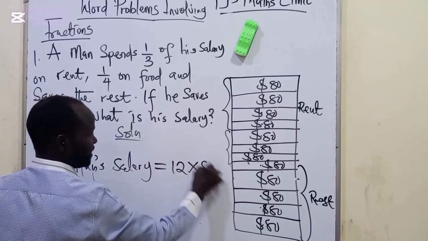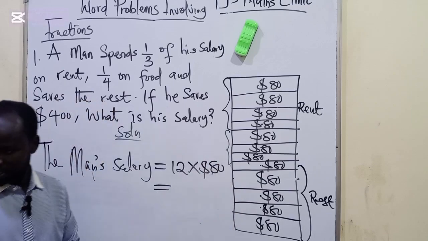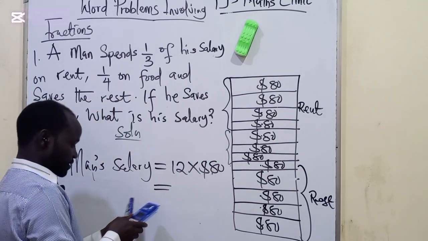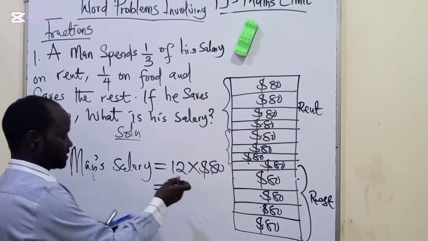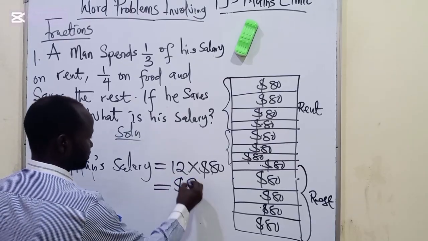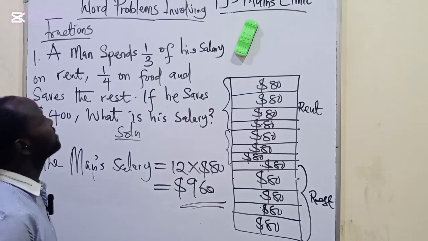So we can conclude that the man's salary will now be equal to 12 multiplied by $80. Very important. What are we going to get? 12 multiplied by $80. That's 80 times 12. We'll get $960. So this will be the salary of this man.